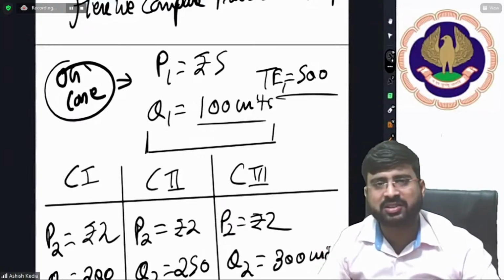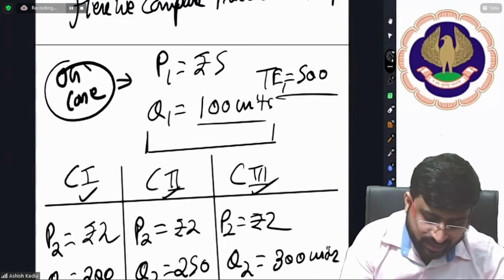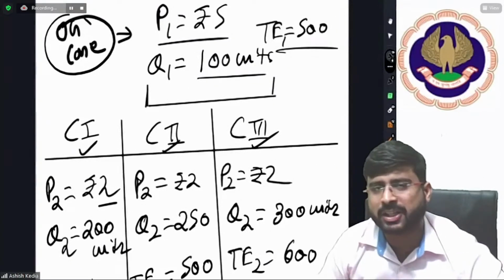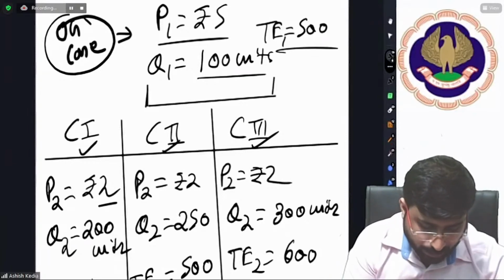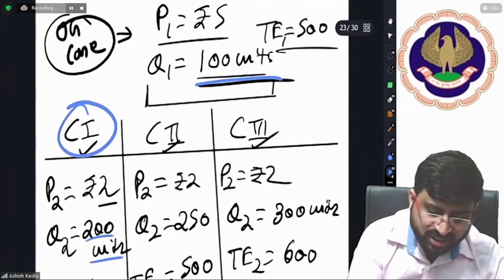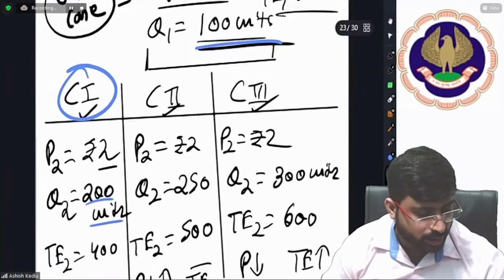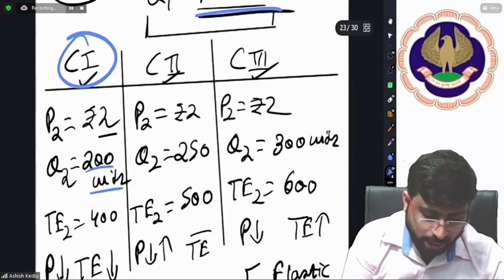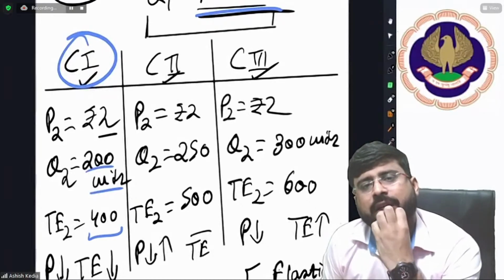Now we divide it into 3 subtypes. Case 1, case 2, case 3. Suppose in case 1, price has reduced from 5 rupees to 2 rupees. So guys, you will tell me what happens when price falls. Obviously, when price falls, quantity will rise. So that's what has happened. Quantity was originally 100. Now it has become 200. Look at this table only, case 1 only. So what is the new total expenditure? If you look carefully, the new total expenditure is 200 into 2, 400.